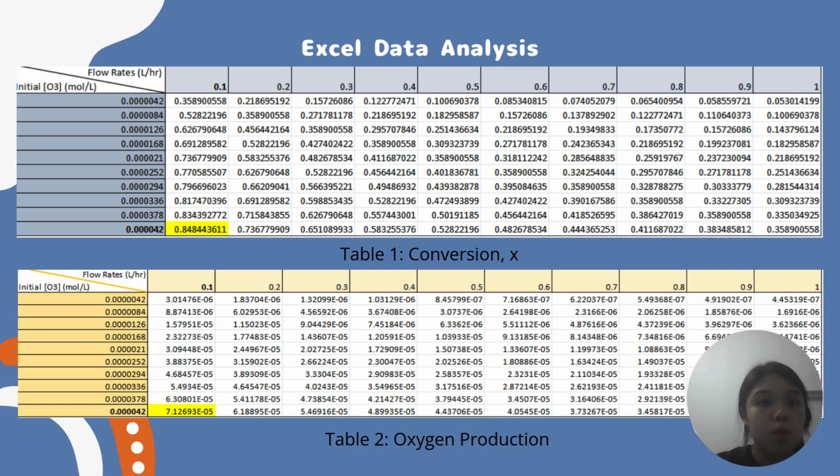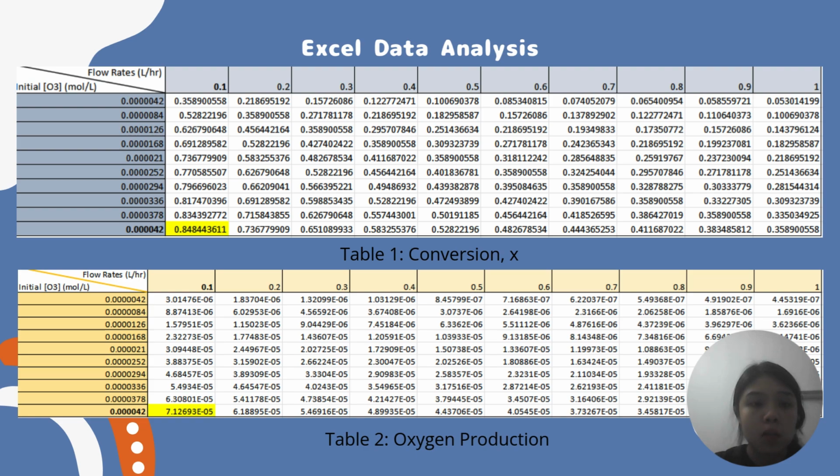Basically, I just exported the results to Excel by tabulating these two variables, which are the initial concentration of our main reactant, ozone O3, and flow rates within the range from 0.1 to 1 liter per hour, originating from the assumptions we have made. These two values will lead us to the final conversion of the products and also the value of the actual moles of oxygen produced.